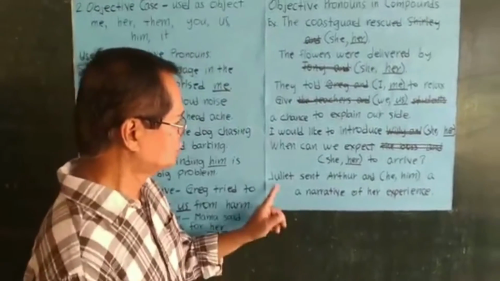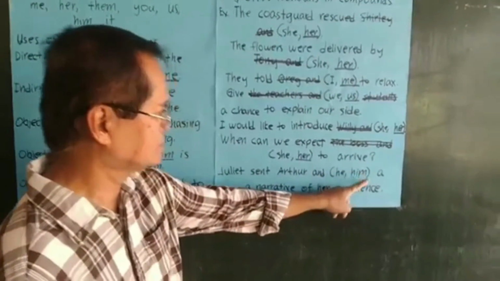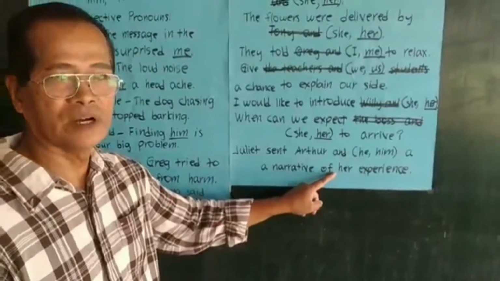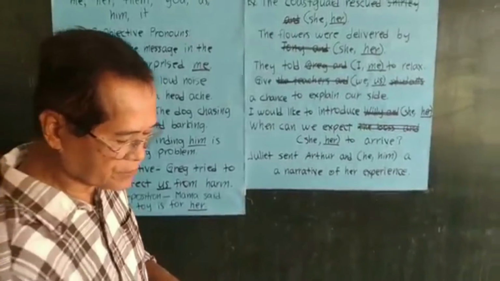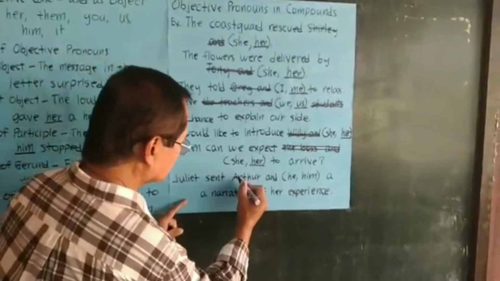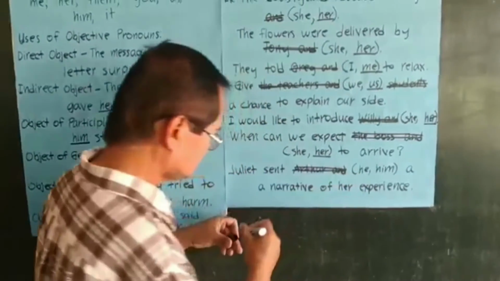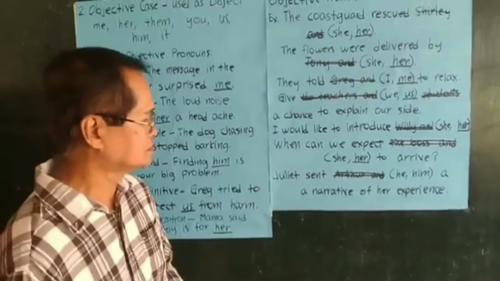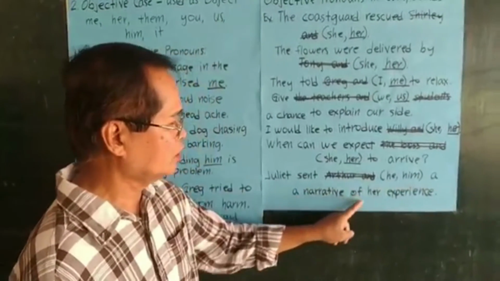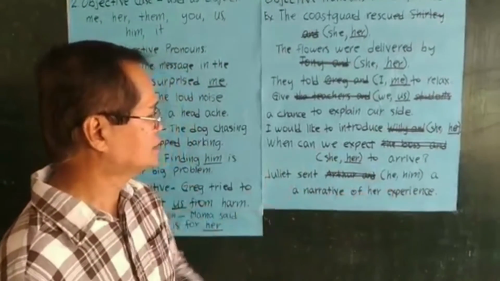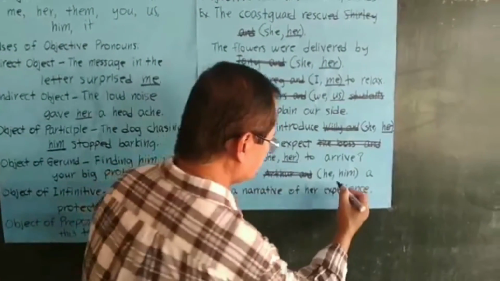Next, Juliet sent Arthur and he, me, him, a narrative of her experience. The same technique, we are going to disregard the first object, Arthur, and then read the sentence. Juliet sent he, him, a narrative of her experience. So here, the correct answer is him. Juliet sent him.